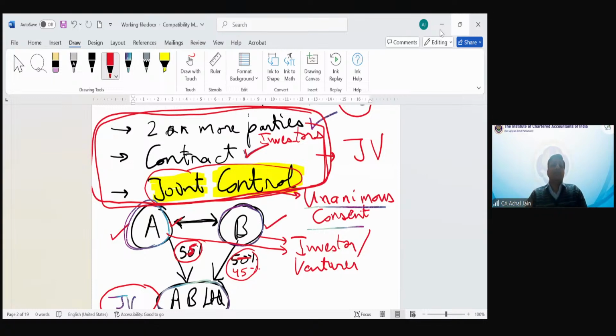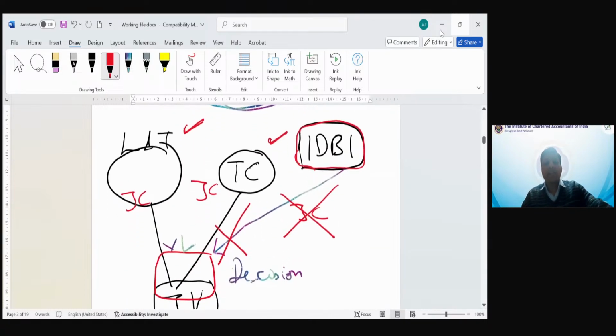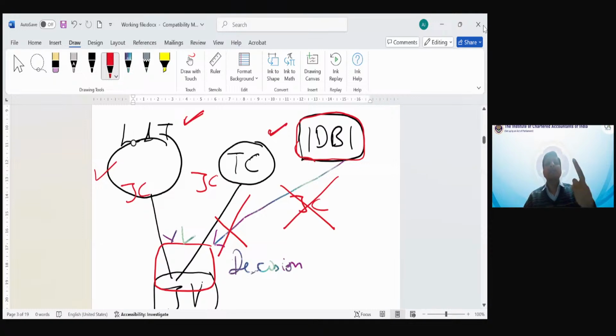Now, in that example, do we have two or more parties? The answer is yes. Can we say there is a contract between them? The answer is yes. So, two conditions are fulfilled. Third condition, do they have joint control over the JV? No. And the moment this third condition is not fulfilled, or either of them is not fulfilled, what will happen? It will not remain a JV anymore. Yes or no? Clear?